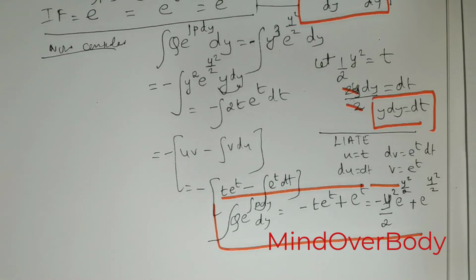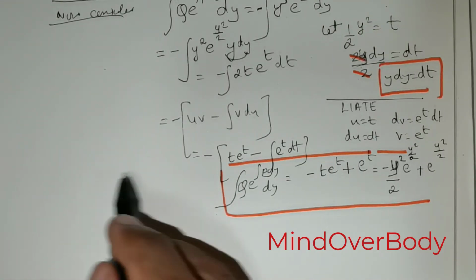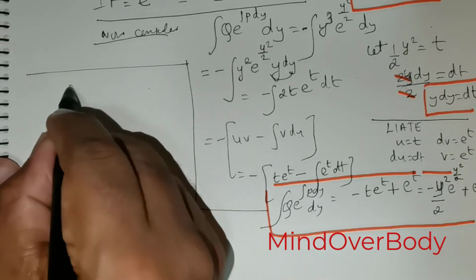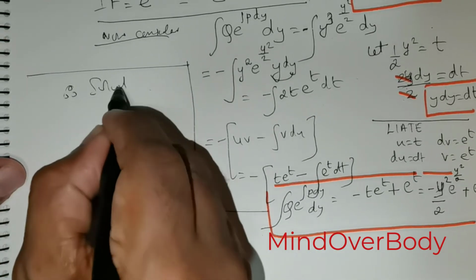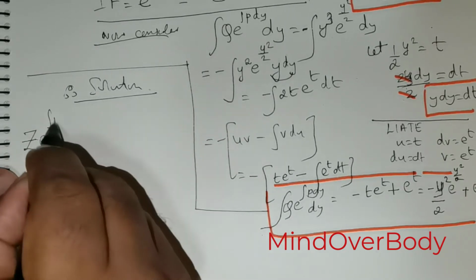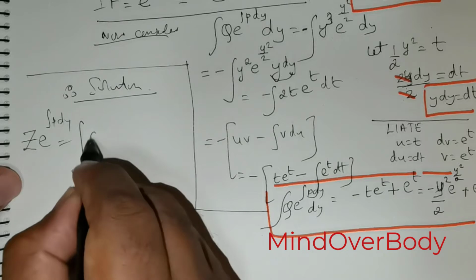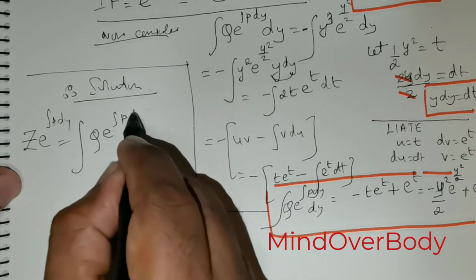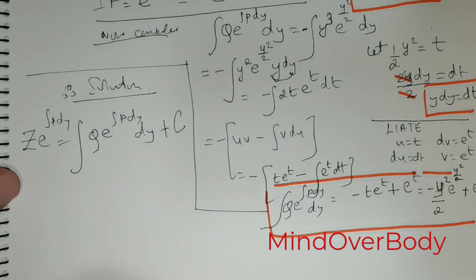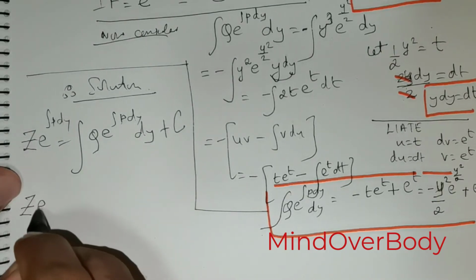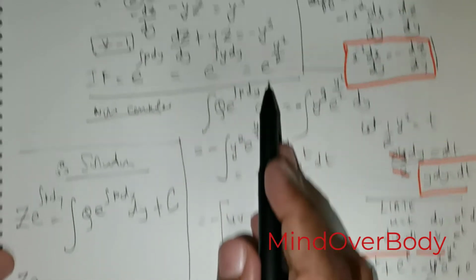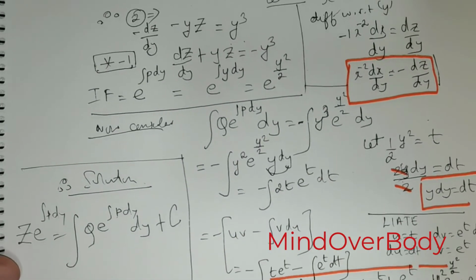Okay, so now the solution. Maybe I can use this space over here. When you're writing the solution, it should be z times e raised to the power of integral p dy is equal to integral q times e raised to the power of integral p dy times dy, plus arbitrary constant c. So this is z times e raised to the power of integral p dy. This is what we have got, e raised to the power of y squared over 2.